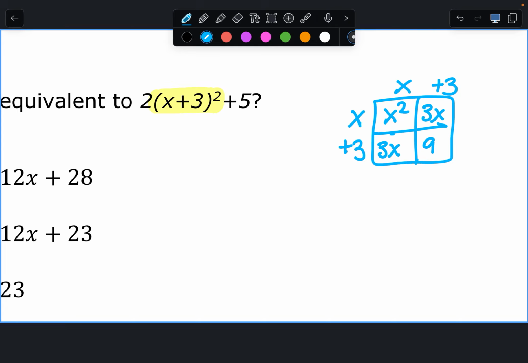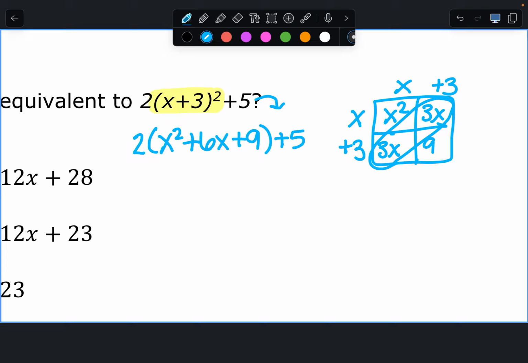3 times 3 is 9. Now, because we do have a 2 in front of that parentheses, keep everything from the box method in parentheses. So you get x squared, 3 plus 3 is 6x plus 9. And don't forget to bring down the plus 5. I'm going to wait for everybody to catch up. Is everybody caught up? Yep.